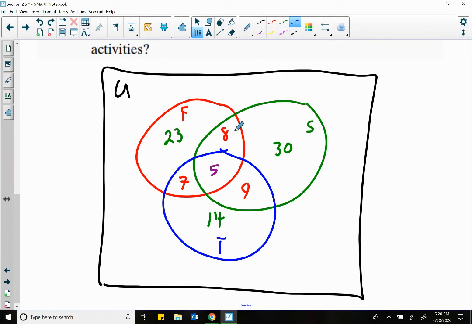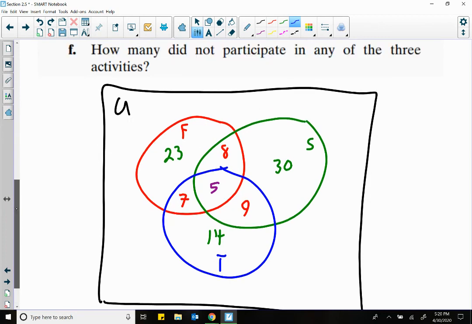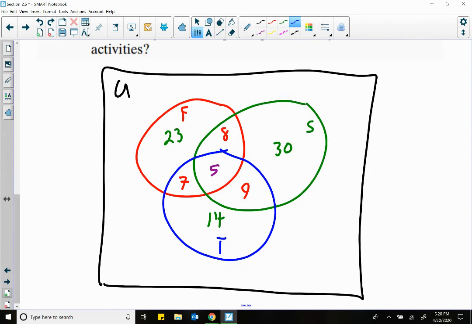So this all adds up to 96. We talked to 120 people. Was it 120? 180. I about messed that up. So obviously we have some individuals out here. So if we take 180 minus 96, there are 84 students in the universe that didn't do fraternity, sports, or tutorials. Okay?